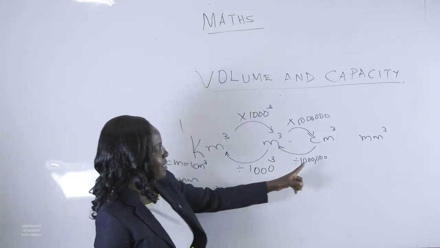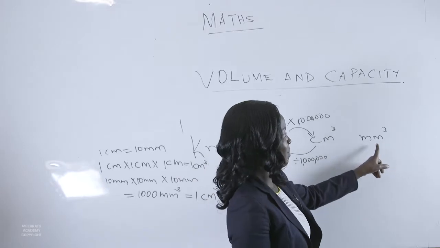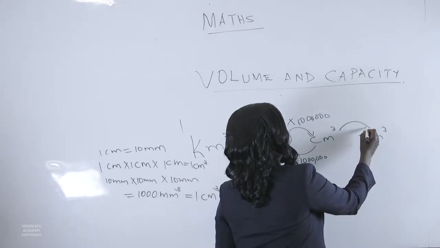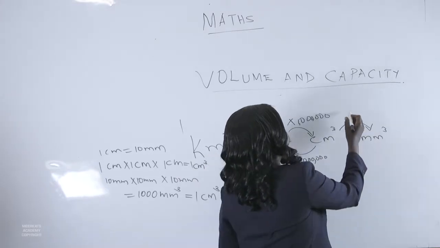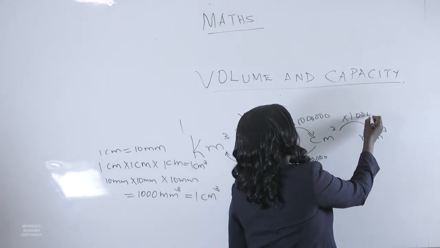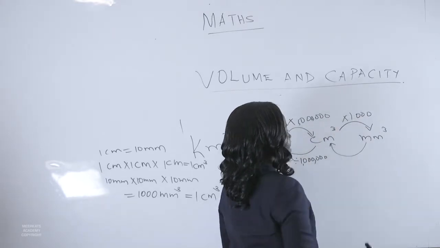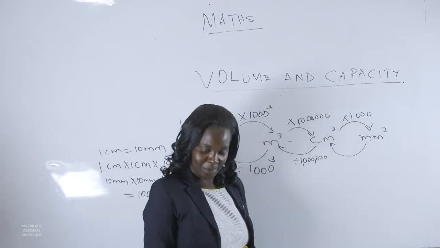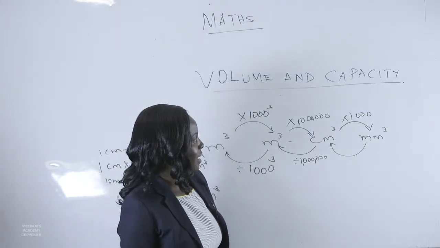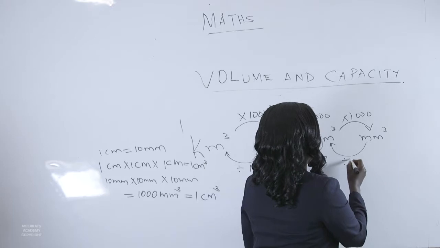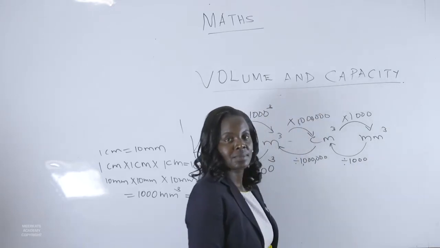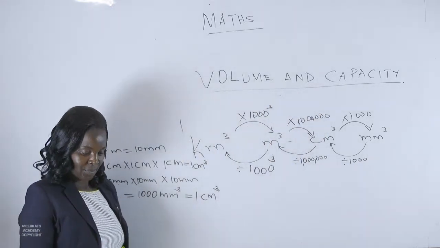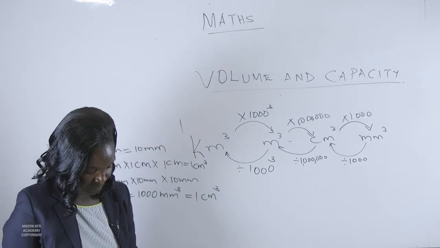So if we are converting from cubic centimeters to cubic millimeters, we multiply by 1,000. If we are converting from cubic millimeters to cubic centimeters, then we divide by 1,000.